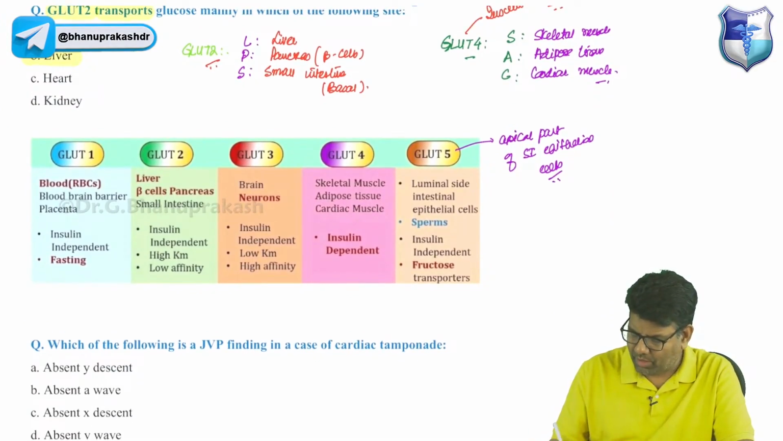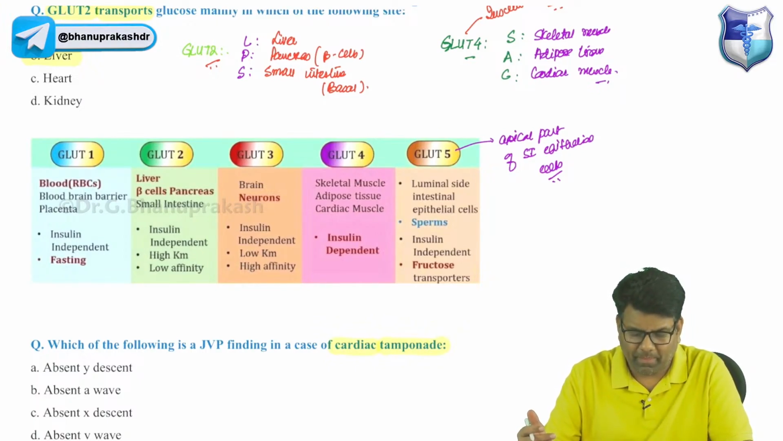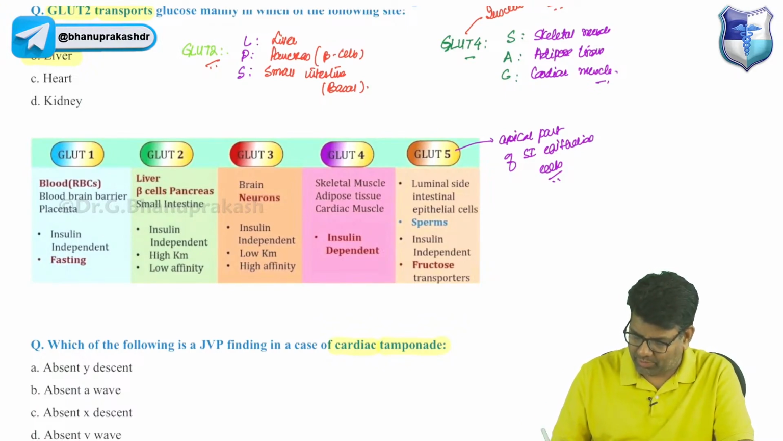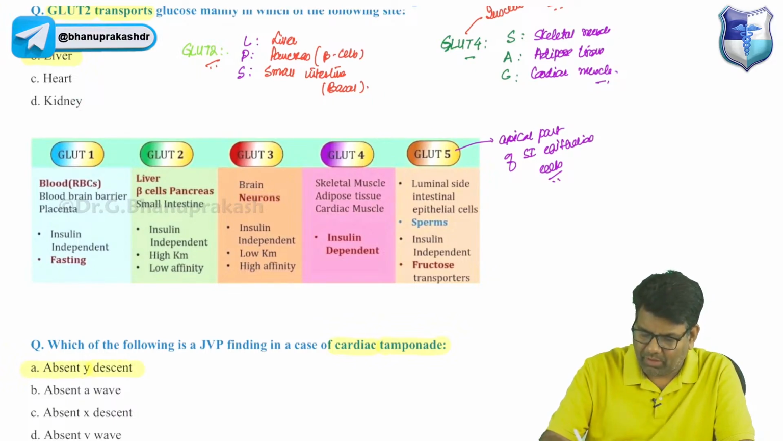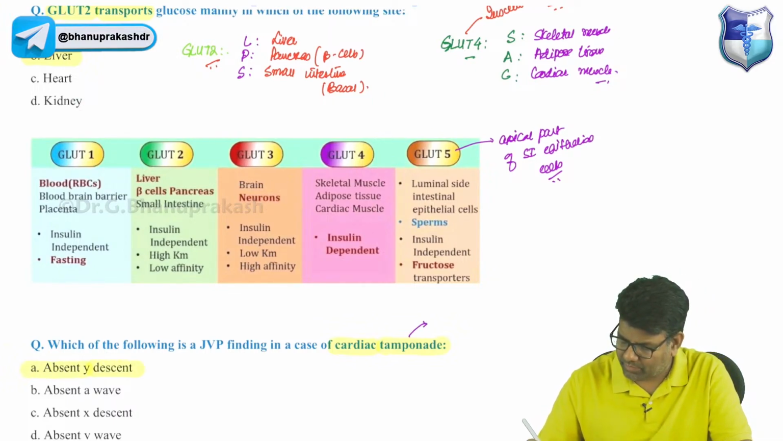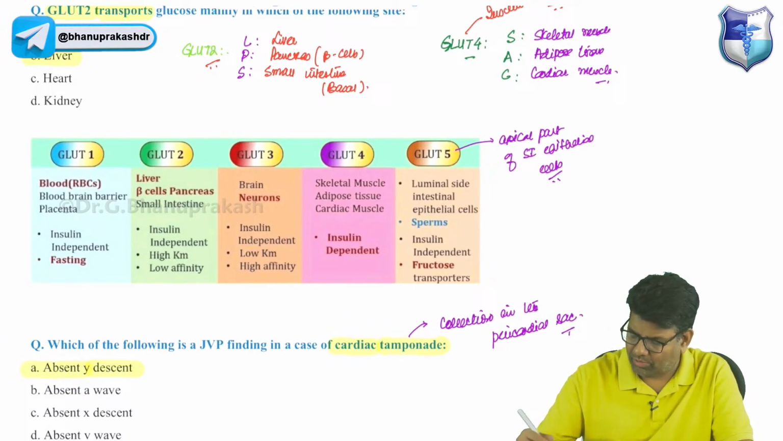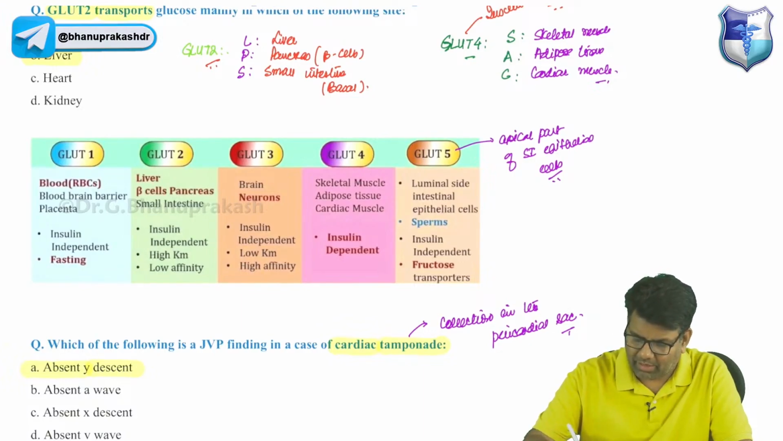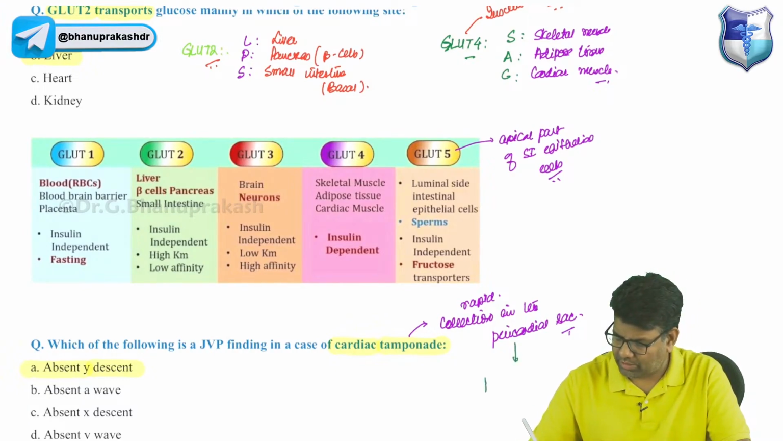Now, next question. Again, based on JVP. What finding in a case of cardiac tamponade? Very good. Absent Y descent. Now, what is cardiac tamponade? There is a collection within the pericardial sac, right? Yes, prominent X. There is rapid collection in the pericardial sac, and this hampers the normal physiology of the heart.